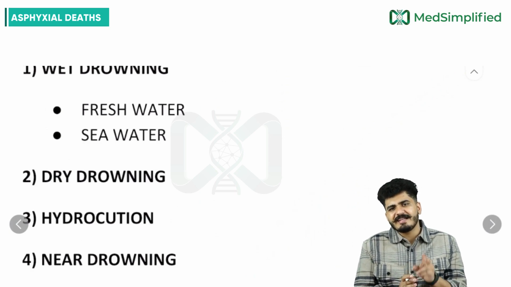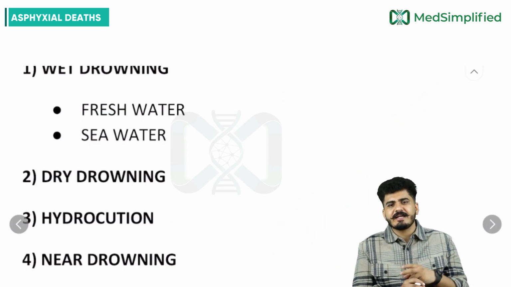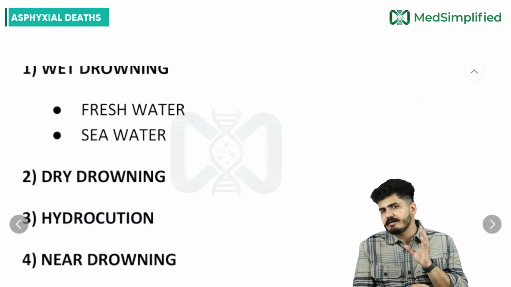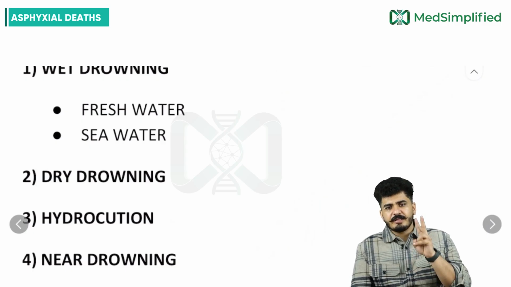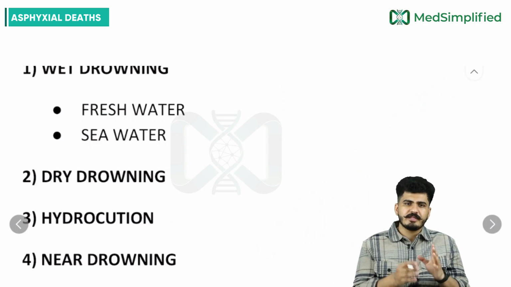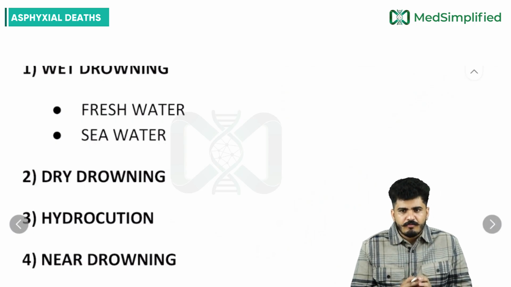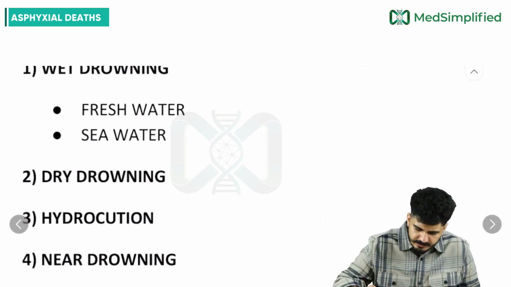The cause of death can be 2. One is that the water which went inside has a lot of infection and the female died because of septicemia. The second cause of death will be the electrolyte imbalance which happened in the body. So these are the 4 types of drowning. What we are doing now, we will be discussing one by one in detail, my dear.